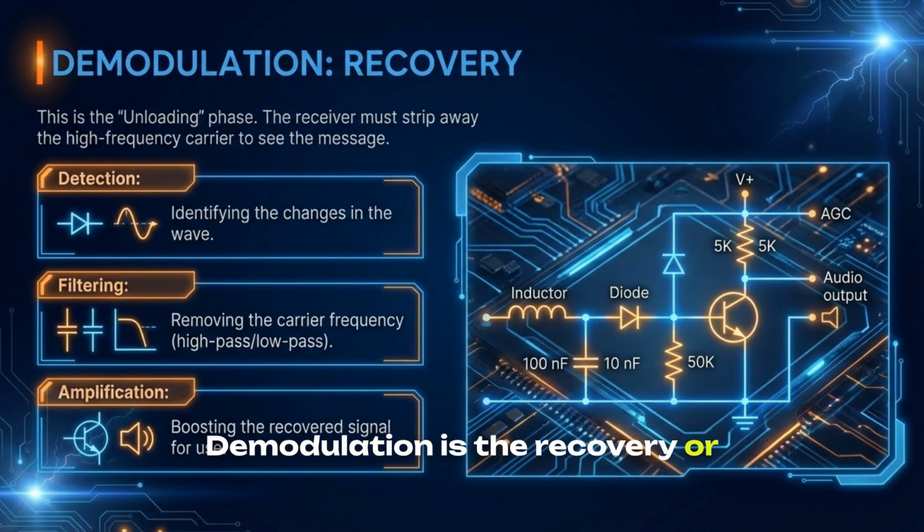Demodulation is the recovery or unloading phase. It involves detection to identify wave changes, filtering to remove the carrier frequency, and amplification to boost the recovered signal for use.